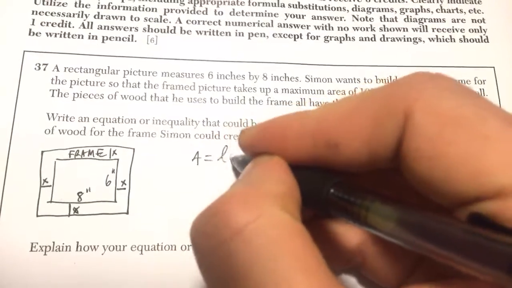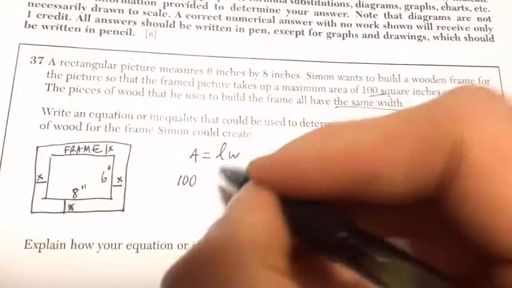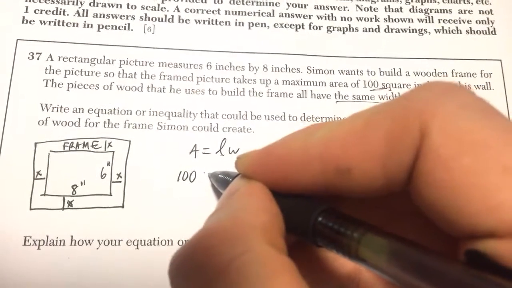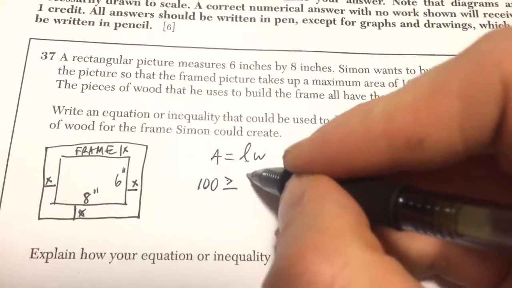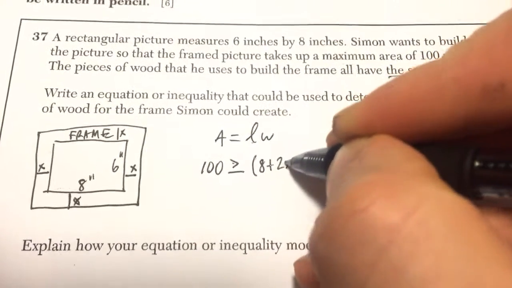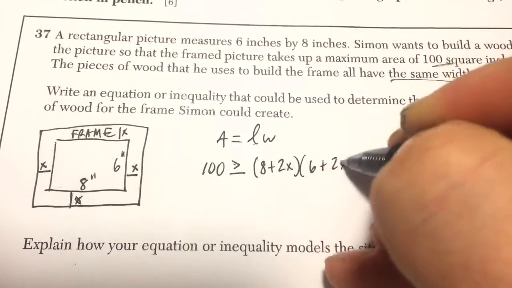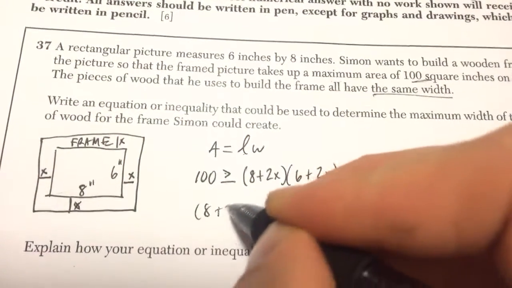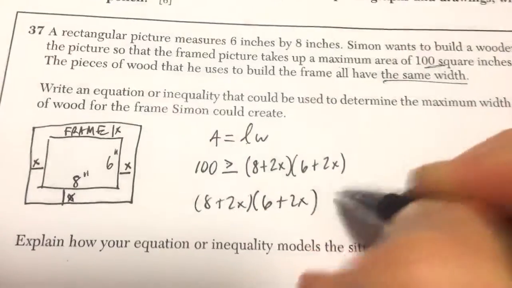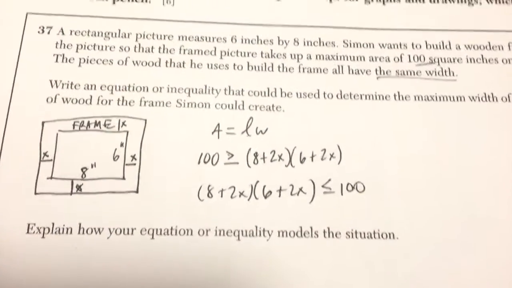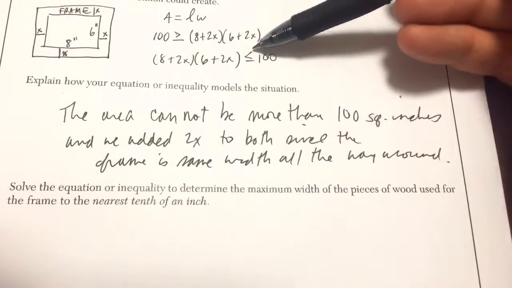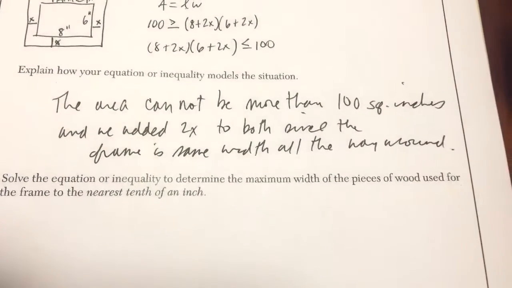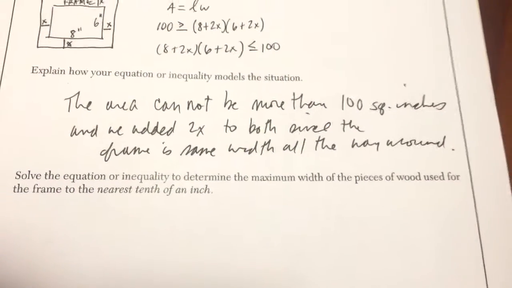So the area is going to be length times width. The area is 100. This length times width has to be no more than, so in this case, this has got to be the maximum, so we use less than or equal to. The length is 8 plus 2x, and the width is 6 plus 2x. You could also have them backwards. Explain how your equation models the situation. The area cannot be more than 100 square inches, which is why we use that inequality. And we added 2x to both since the frame is the same width all the way around.